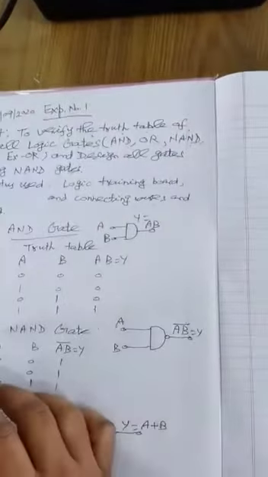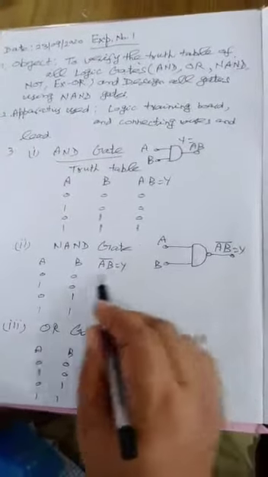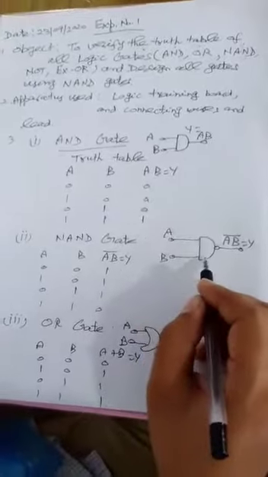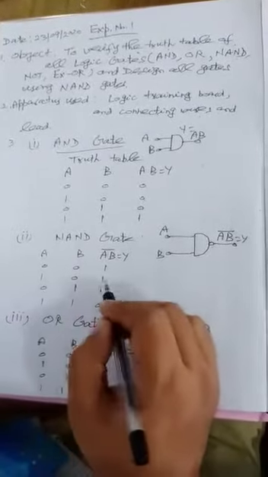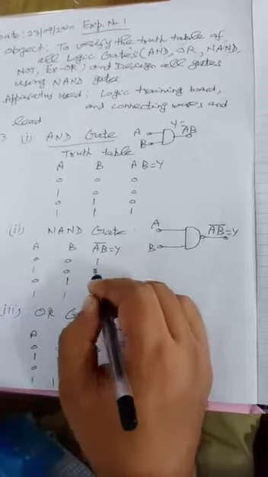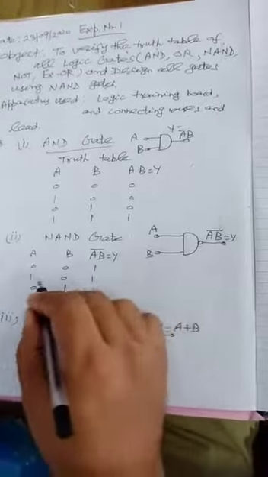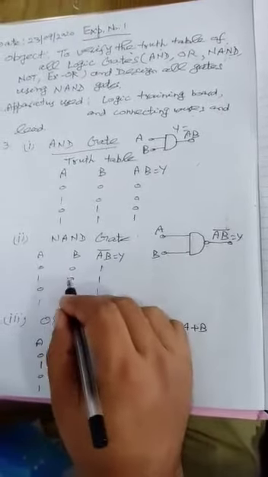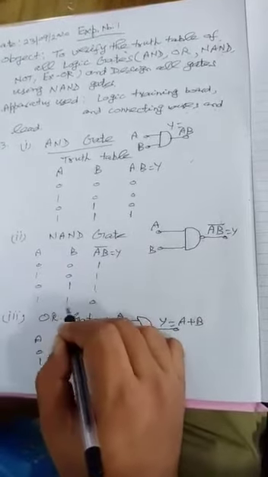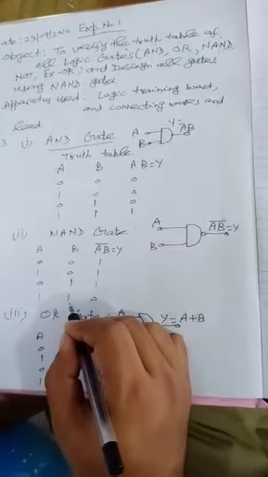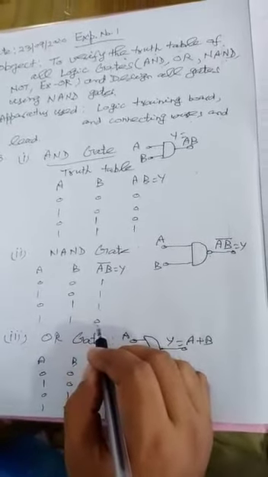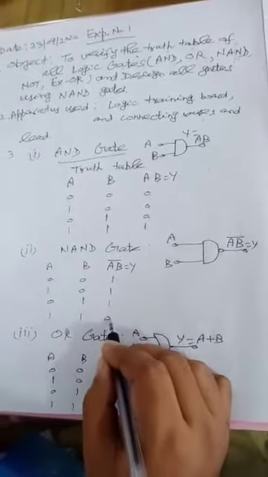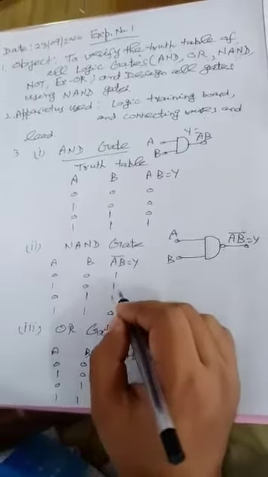Now the second gate is NAND gate. Its truth table and circuit symbol are this. Its output is 1 when any input is 0, and also when all inputs are 0. That is, its output will be the inverse of the AND gate, and its output will be 0 when all inputs are 1, otherwise it is 1.